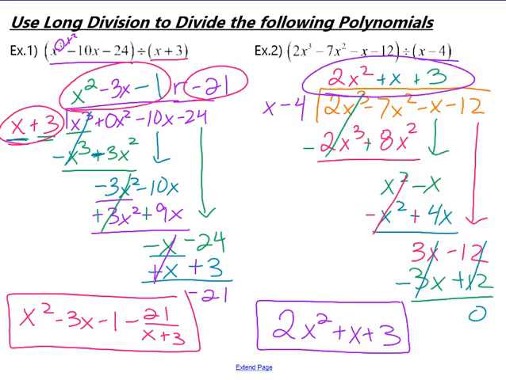So if you worked out example number 2, hopefully you should have gotten that you have no remainder when you finish dividing your polynomials. And that's okay. Sometimes that's going to happen. So your final answer should be 2x squared plus x plus 3. If you didn't get that answer, I want you to pause and check your work with mine and see where you might have made a mistake.